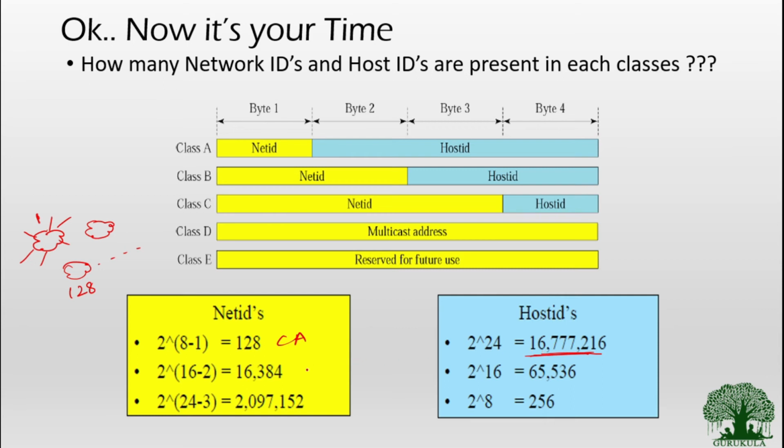And as far as class B is concerned, you will have 16,000 something in net ID, and the host ID is around 65,000. And for class C, you have comparatively more bits in the network part, so you can create more networks in class C, and you have fewer host IDs, so that you will have only 256 addresses for the host ID. So that is what we call the net ID and then the host ID. Depending upon the requirement and the organization, I can choose which class of addresses I will use for my system.